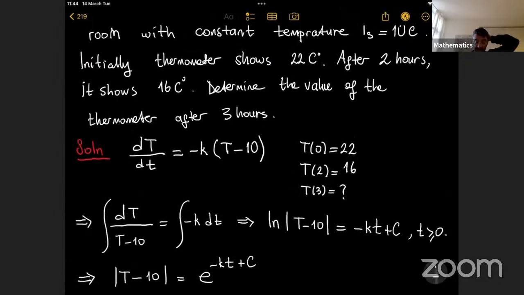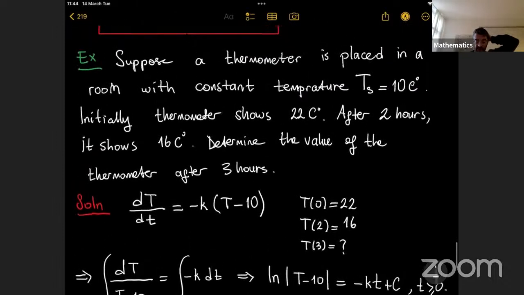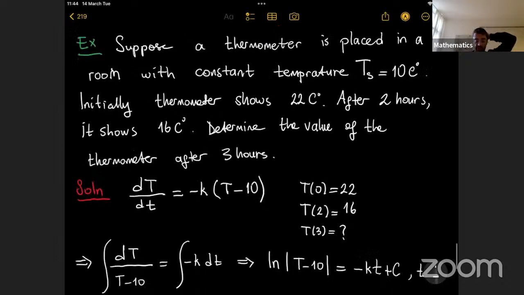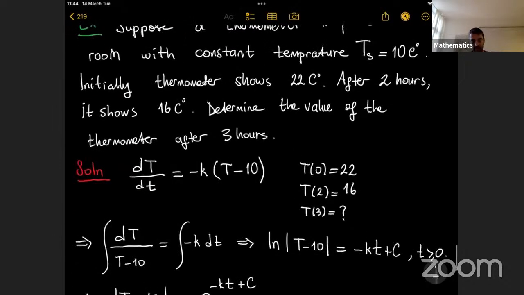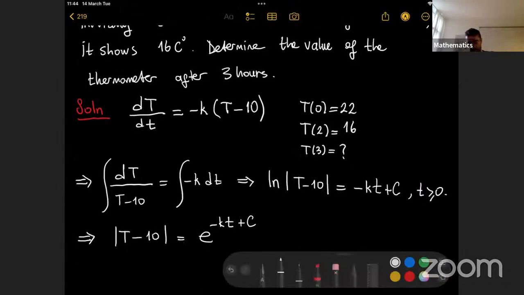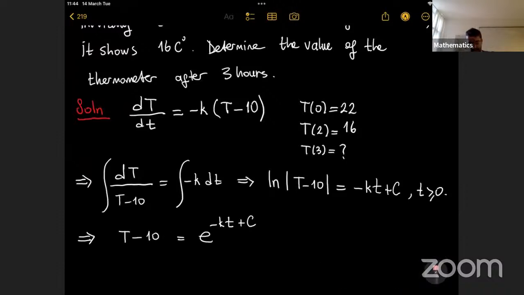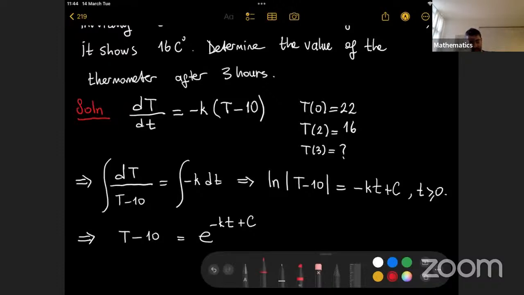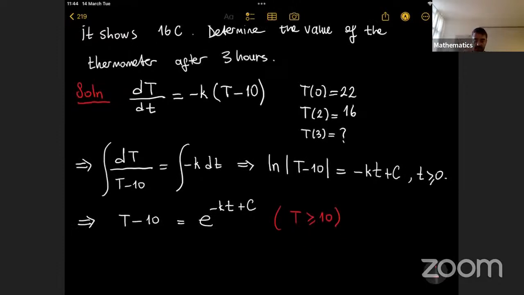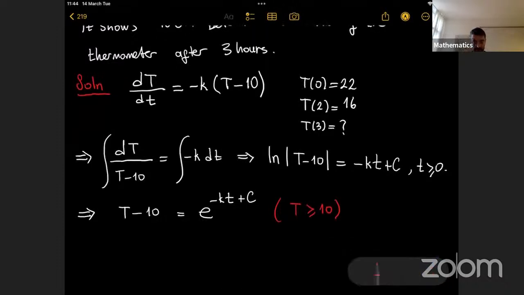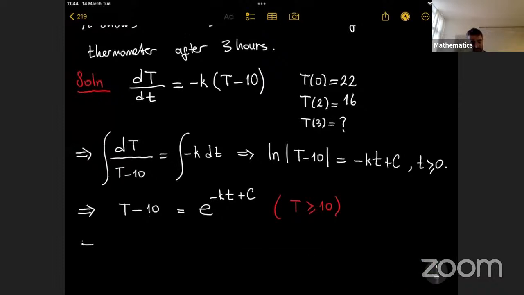Well, here we can get rid of the absolute value. The reason is that T, the temperature of the object, is always greater than 10 because room temperature is 10. It never goes below 10, so we can write this without the absolute value. Remove the absolute value because T is greater than or equal to 10, since room temperature is 10, so it cannot go below 10 Celsius. And from here, we simply get T equals 10 plus e to the minus kt plus c.